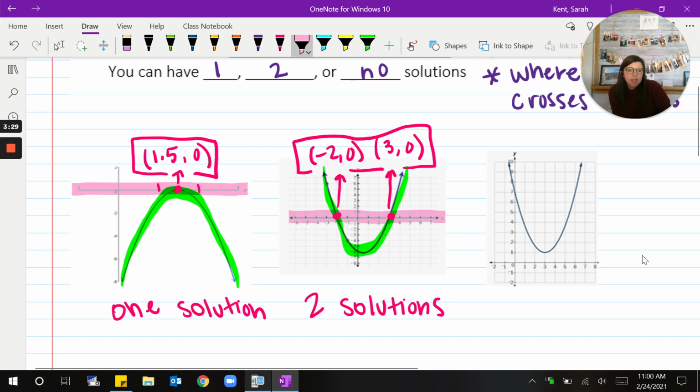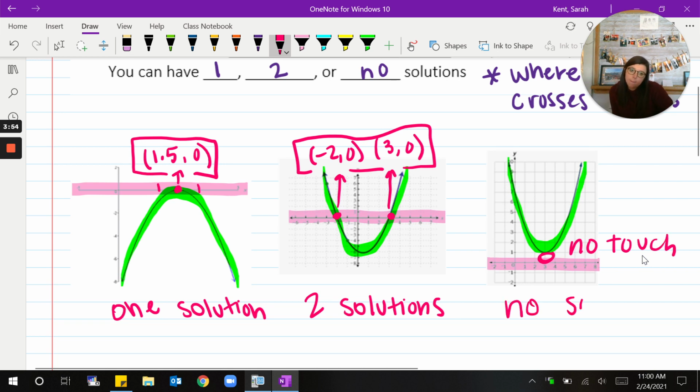And then if we look at this last one, here is my x-axis, and here is my curve. And if we look, these two do not touch. You can see there's a space between them. So since there is no touch, that means there are no solutions. So you can put no solution, you could put none. Either one of those will work for your answer.